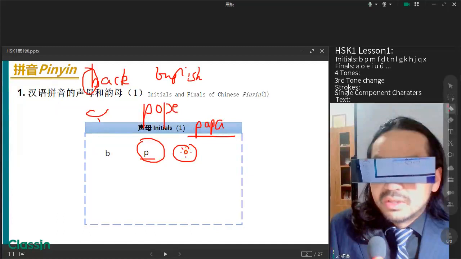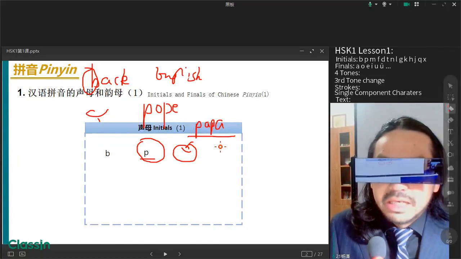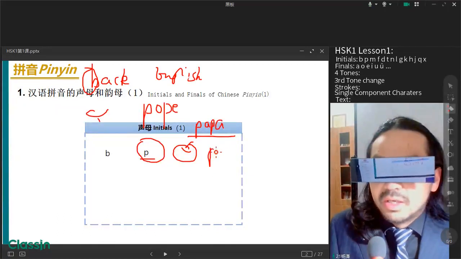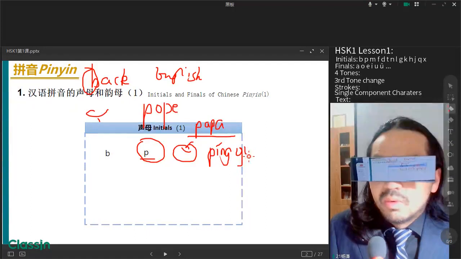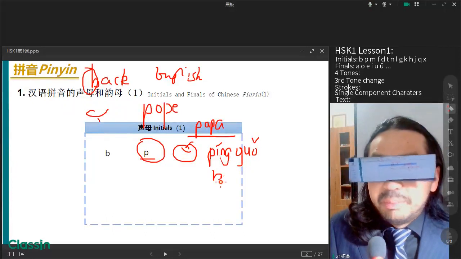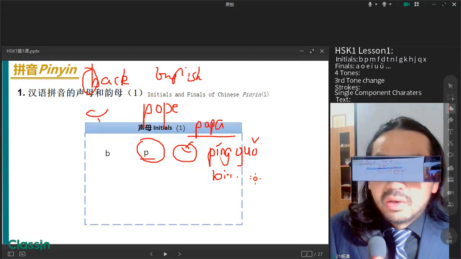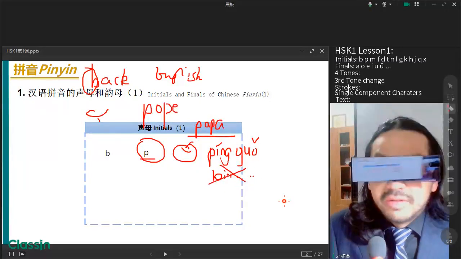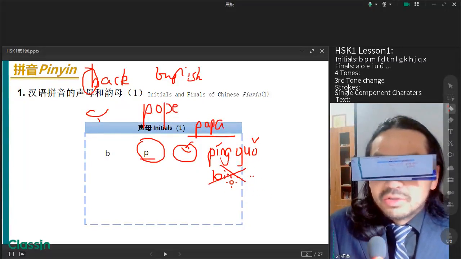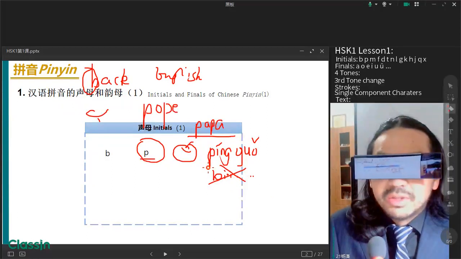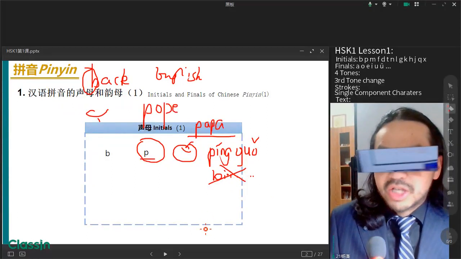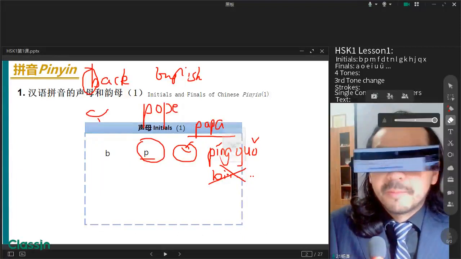For example, the word apple. In Chinese, it's called 苹果. You cannot read it as bingo. It is very incorrect. You just need to pay attention. But this P sound is typically not difficult for Chinese learners. Just pay attention.